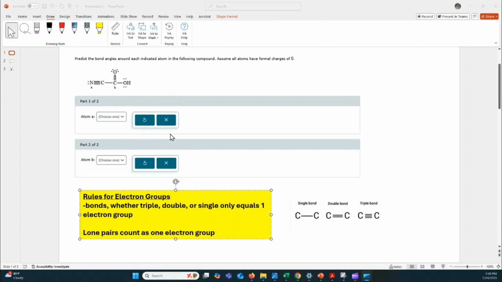The rules to solve this question are fairly simple: bonds, whether they're triple, double, or single, only equal one electron group. And also, lone pairs only count as one electron group. With that being said, I'll show you the supporting document to help with this question.